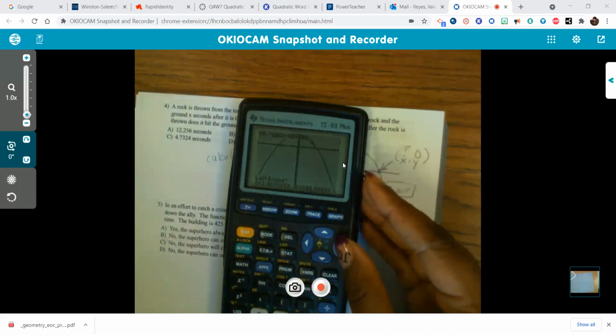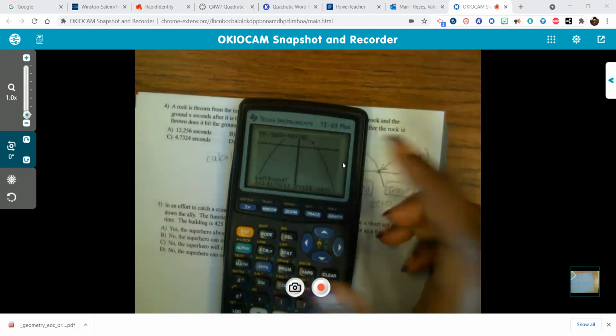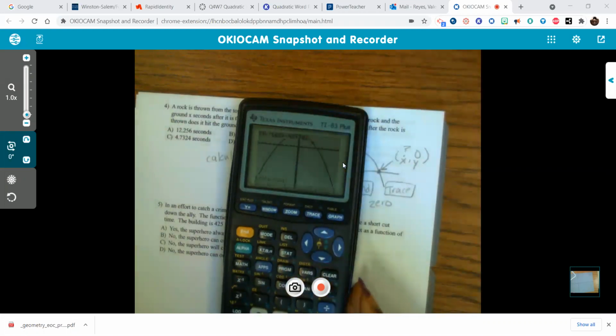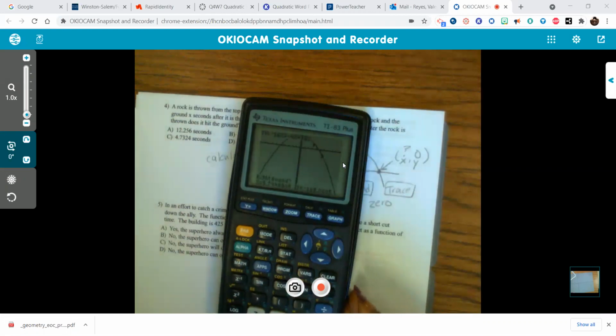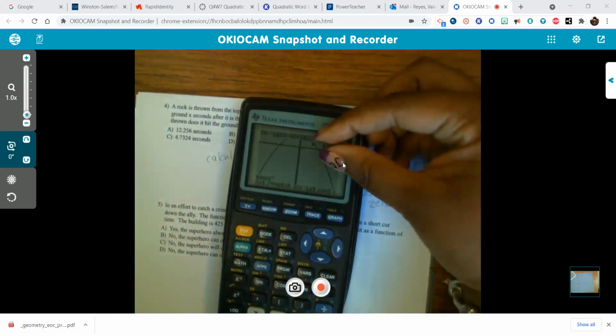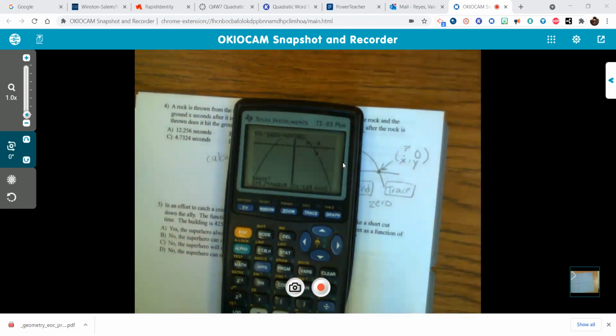right here, above the line, somewhere above the line, just as long as it's above the line, press enter. And then go below the line, just a little below the line, and press enter. You're telling the calculator to search within here somewhere. And now press enter once more. When you see guess, just press enter.